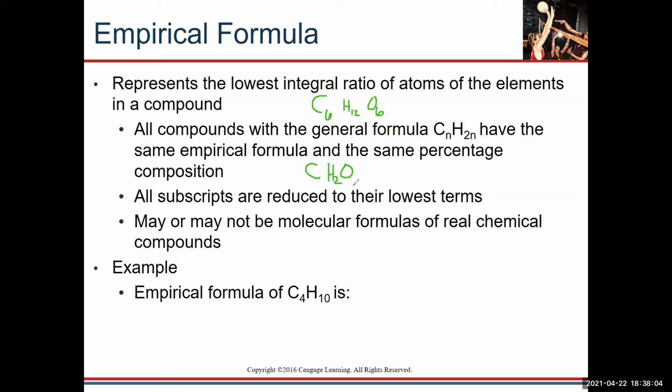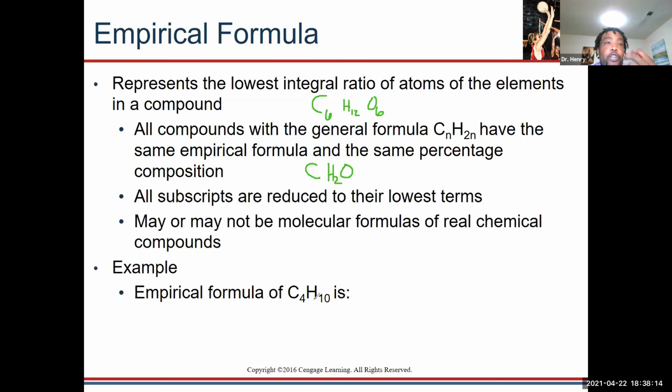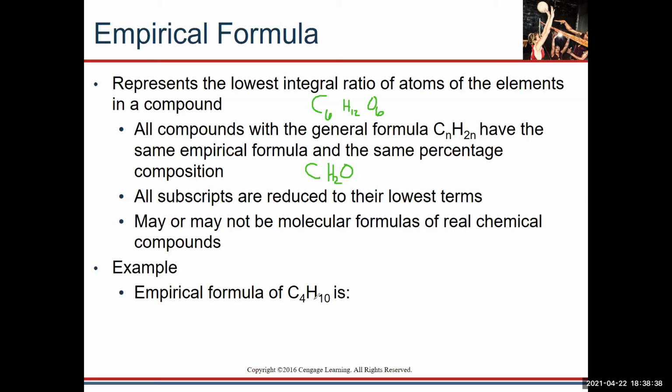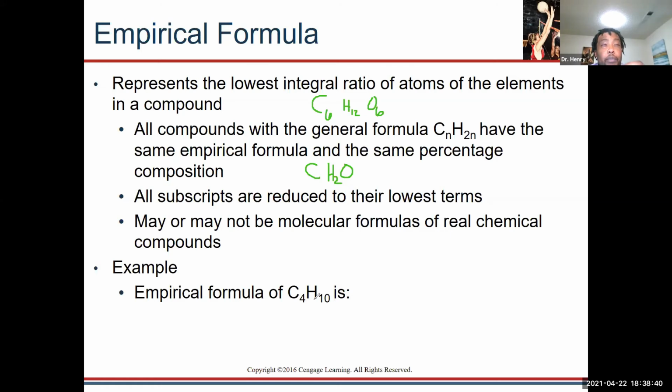Can you do another one of those? Sure. Why do we do these? Why do we simplify them so much? We simplify them so much because you're going to use empirical formulas to determine real molecules, so you're going to be able to go the other way. Sometimes when we're doing chemical analysis, we'll do an experiment and it won't give us the actual molecule, but it'll give us the empirical formula. From that empirical formula, you need to be able to figure out how to get the real molecule, and I'm going to show you how to do that.